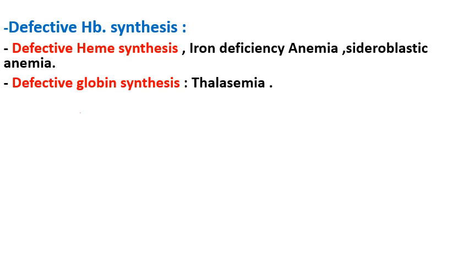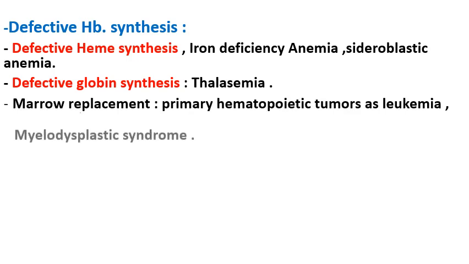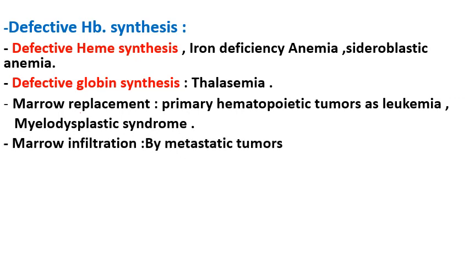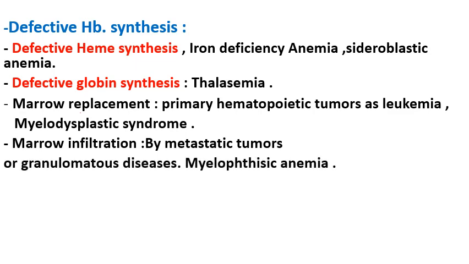The other defect might be due to the globin, as in thalassemia, or might be due to marrow replacement because of hematopoietic tumor, as in leukemia or myelodysplastic syndrome, marrow infiltrated by metastatic tumors, or by granulomatous disease, as in tuberculosis. It is called myelophthisic anemia.